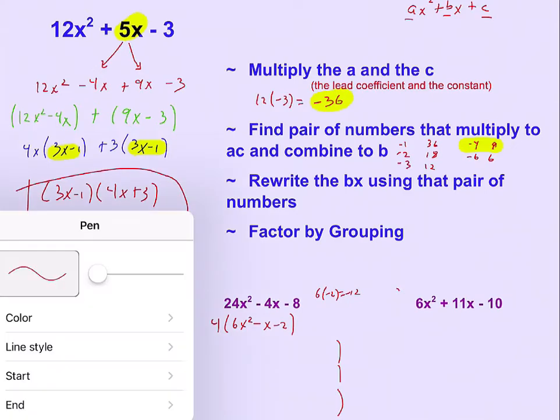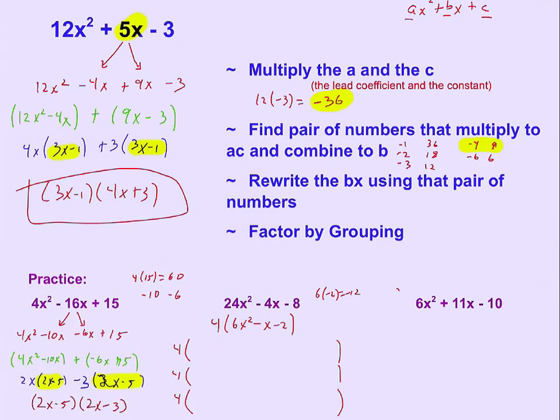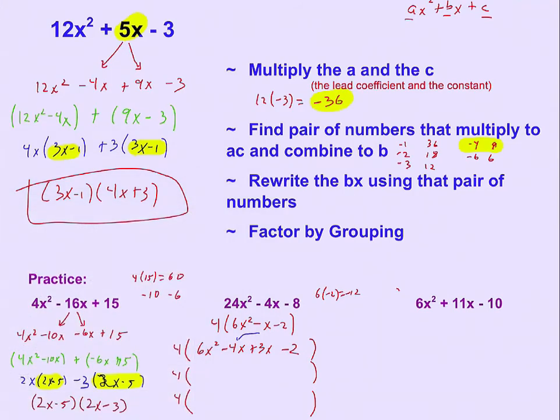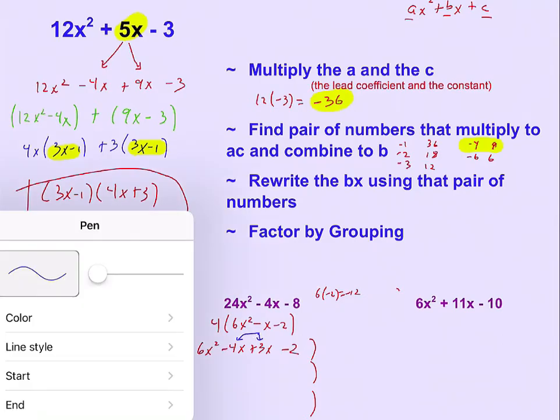If it takes you longer than just a second to find those pairs of numbers, remember, just start making a list like we did up here. So I'm going to rewrite that 6x squared minus 4x plus 3x minus 2. Notice how what I'm doing is rewriting the middle term. It's a little bit off center right now, but I wrote that negative x as negative 4x plus 3x. That's the idea here.